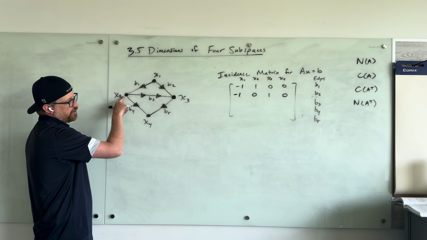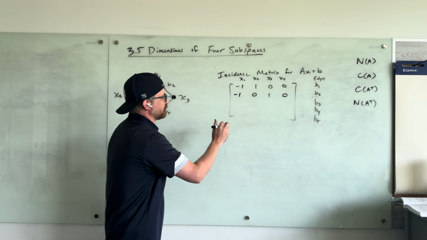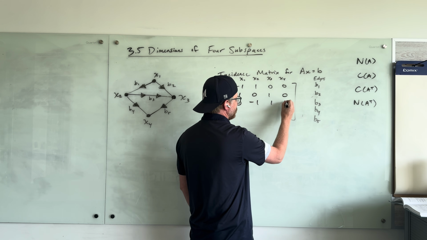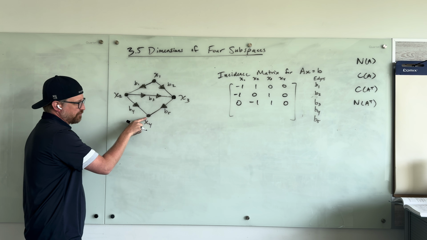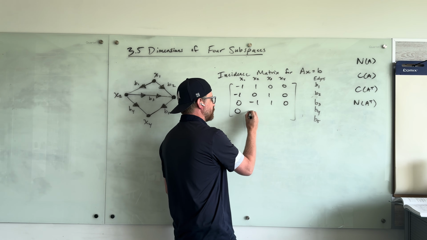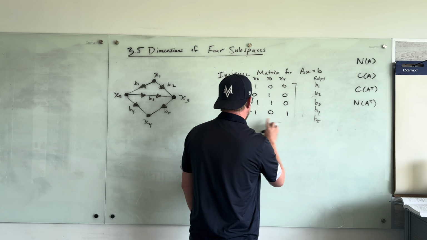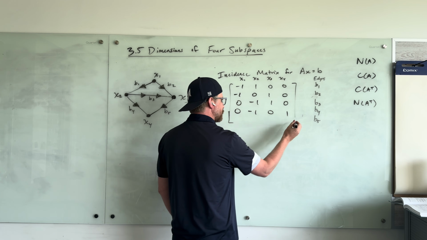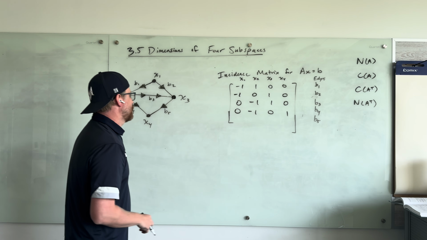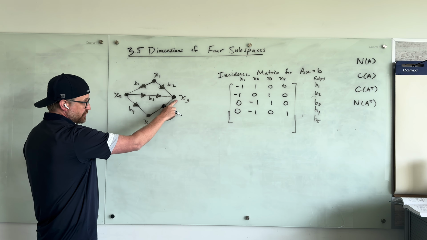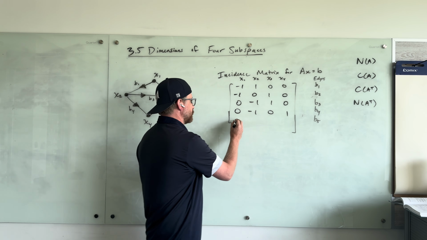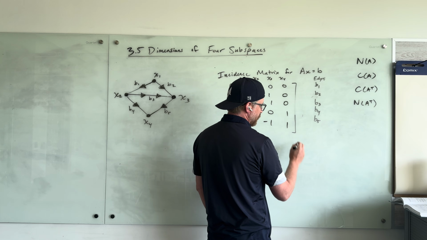B3 would be negative 1 in my x2, positive 1 in my x3. So 0, negative 1, 1, 0. My B4 has a negative 1 in x2, but a positive 1 in x4. So 0, negative 1, 0, 1. And I thought I might run out of space, so I'm going to write this one more time, where for B5, I've got negative 1 from x3, positive 1 for x4. So 0, 0, negative 1, 1.